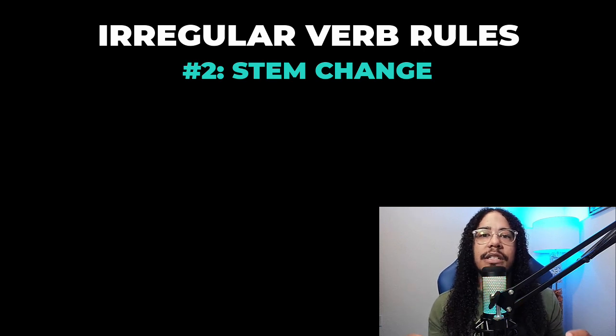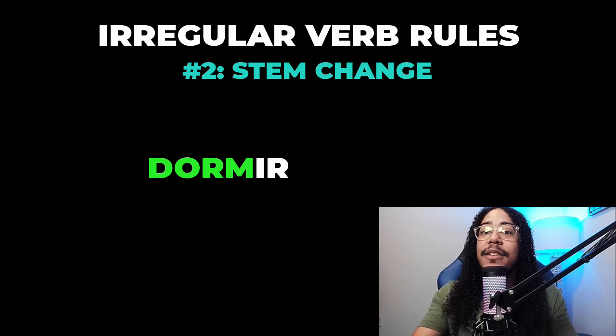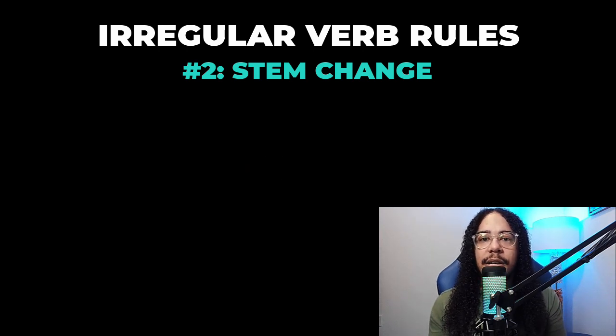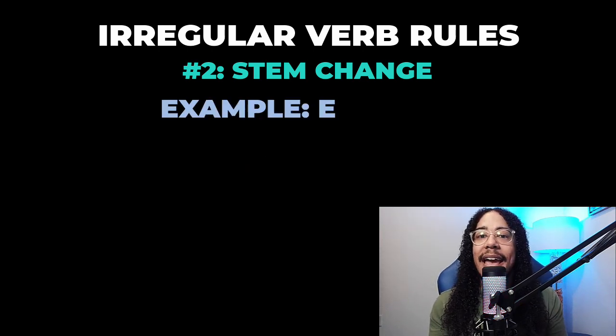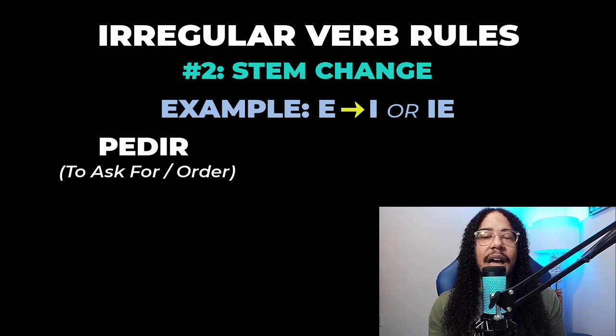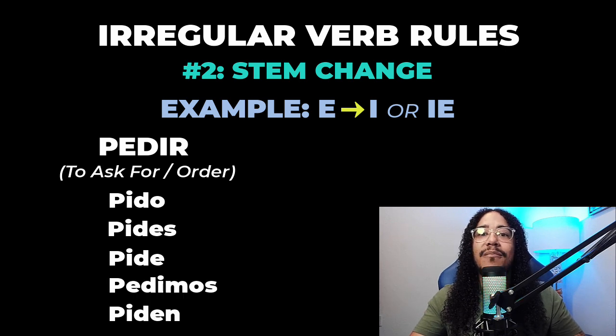These verbs are called stem changing verbs because the first part of the verb, aka the stem, is what's going to have the changes that make it irregular. Here are a couple common stem changes that you'll see. An e might change to i or ie, like the verb pedir, which means to ask for or to order. The conjugations for pedir are pido, pides, pide, pedimos, and piden.